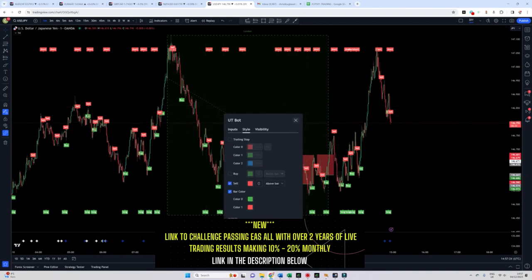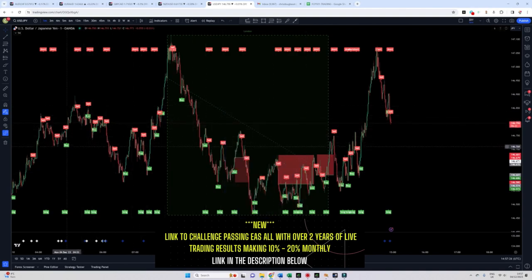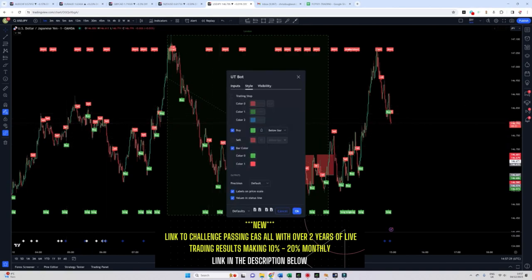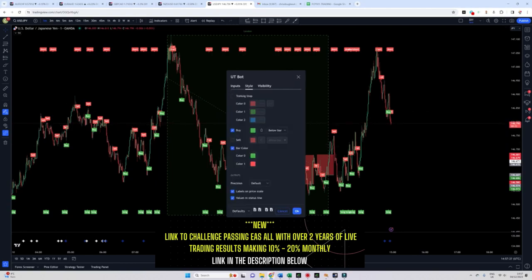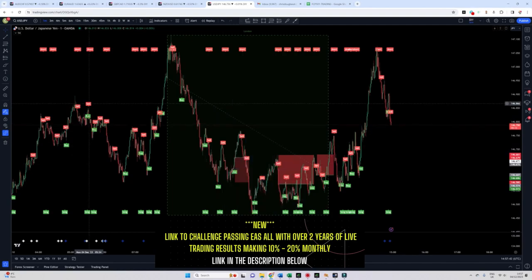And if we click on the buy settings, you'll see we're set at 1.8 and ATR period of 300. And with the style, you'll see that we've unticked the sell options. Okay, and that is the complete setup of that system. Nothing more complicated than that.